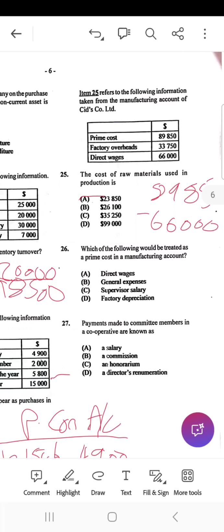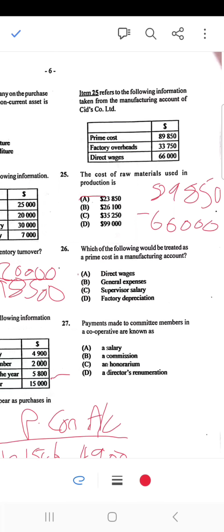Number 26, which of the following will be treated as a prime cost? Your prime costs are all of your direct costs. There are 3 direct costs: direct material, direct labor, which will be your direct wages, or your direct expenses. And A, already we see that's the answer. Number 27, payments made to committee members in a cooperative are known as. So when you get paid for voluntary work, they call it something called an honorarium. So I know this would have been a question that few would have seen before, but the answer for 27 would be C.